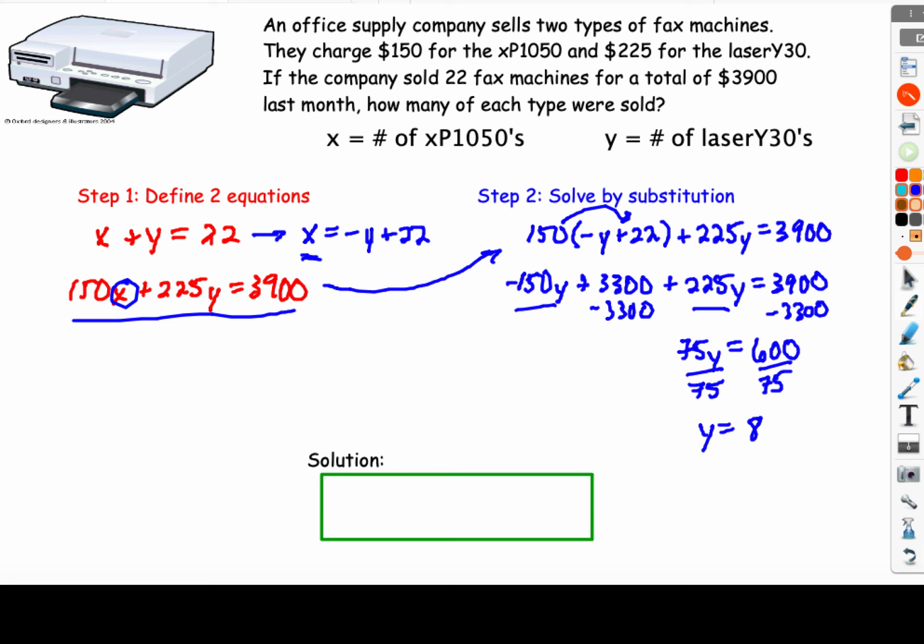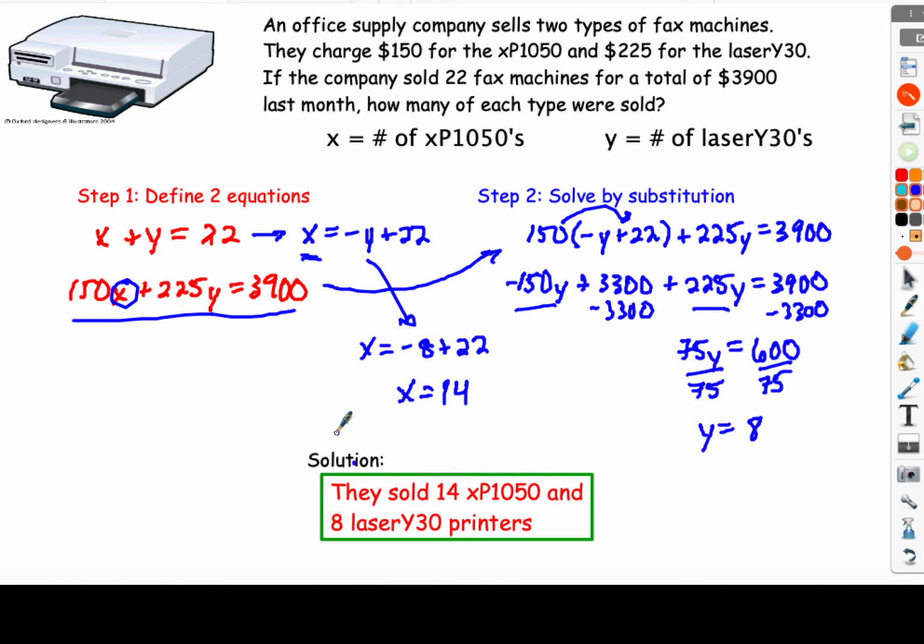Take that y value, plug it back in. Again, I would go ahead and grab this equation right here. X, remember, equals negative y plus 22. So x should be equal to 16. Oops, sorry, not 16, 14. And I believe our final answer then should be that they sold 14 XP 1050s and 8 Laser Y30s.